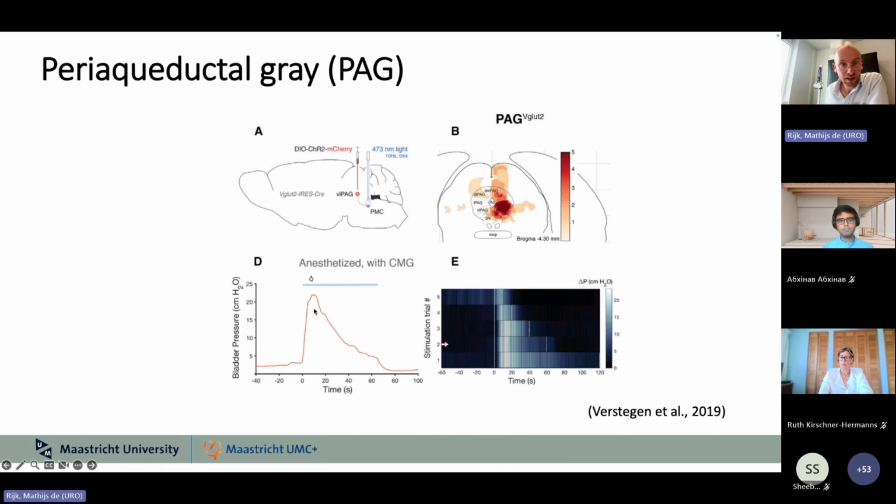And when those neurons are activated, you can see that that leads to immediate voiding. So without delay, the mouse starts to void. And this was actually done in awake, freely moving mice. So that's very strong evidence that these glutamatergic PAG neurons contribute to the switch from storage to voiding.